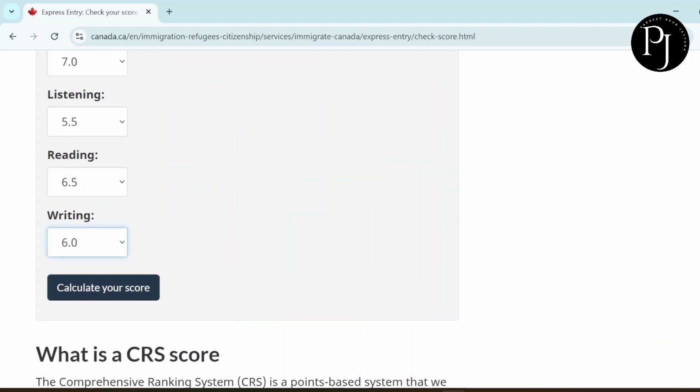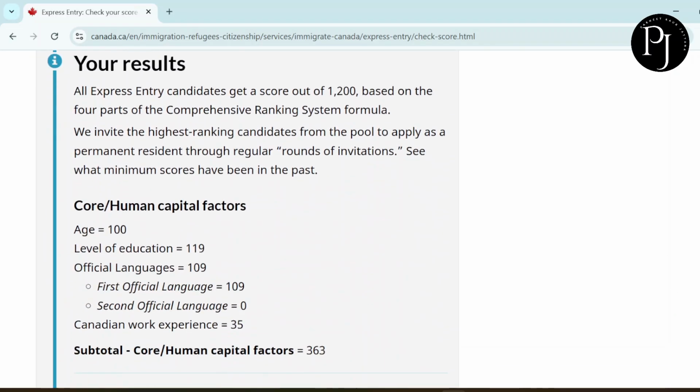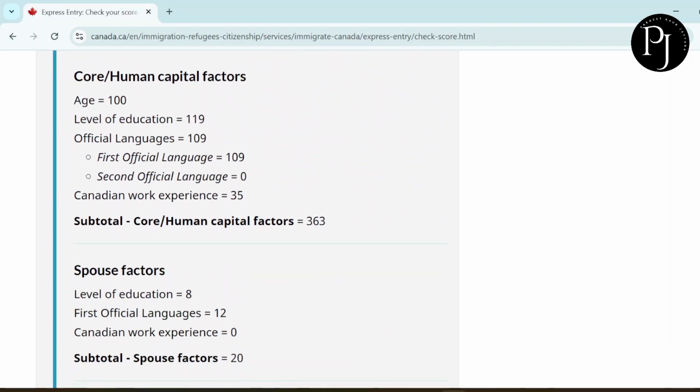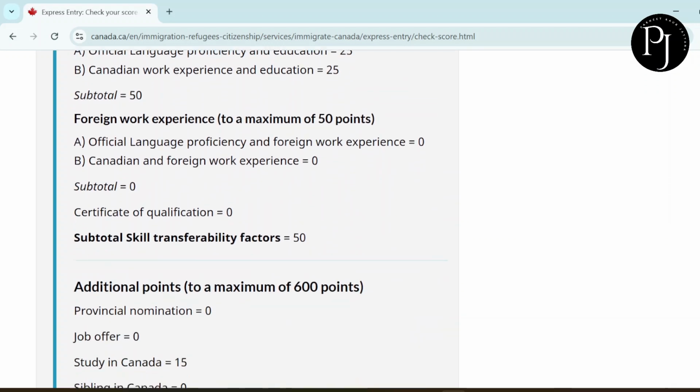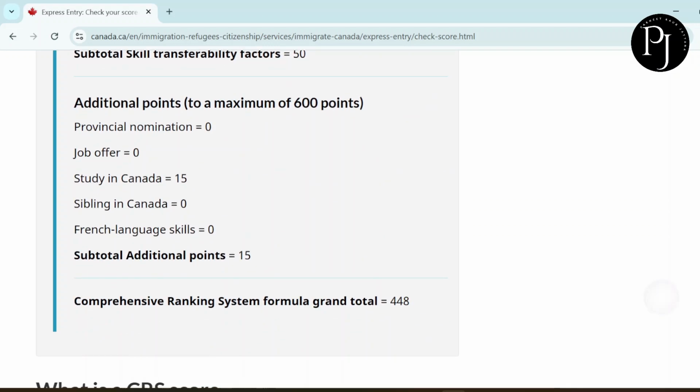And then it says calculate your score. Click here. Now it says for age I get this many points. So you will see the same age, but there's a reduction of 10 points. Otherwise, it would be 110 if I was single, but now it's just 100. Now here you can see that the total is 448.